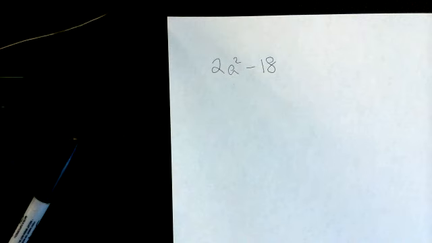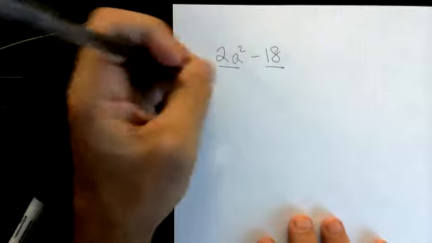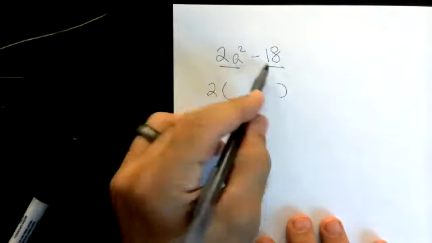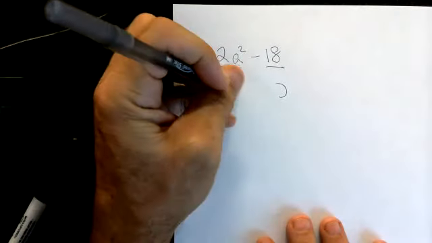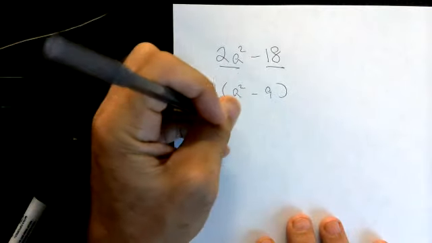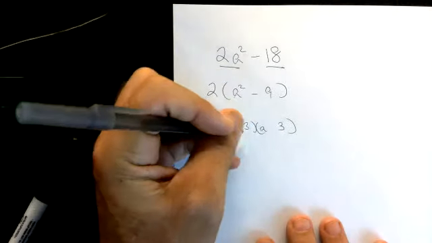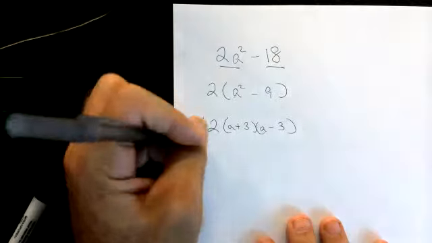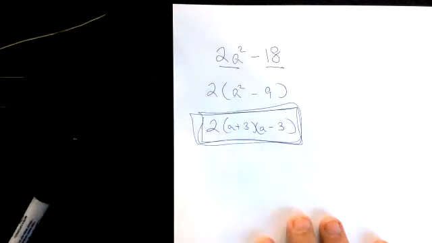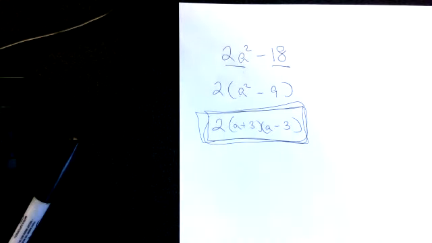Looking at this particular problem, 2a squared minus 18, what can I divide out of both of those? They're both divisible by 2. So I can divide that 2 out right off the bat, and that leaves me with a squared minus 9. Now a squared is a times a, 9 is 3 times 3. Because that's minus, I can do 1 plus and 1 minus, and I end up with my completely factored form. So the first curveball is they'll throw you something out there that might need to factor out a greatest common factor.